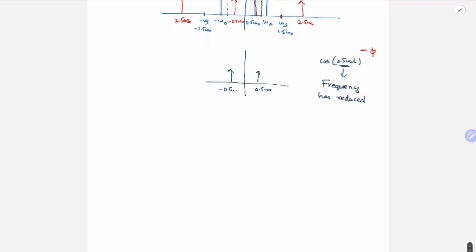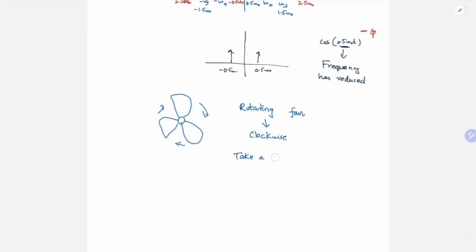So to see a real life example, if you have a rotating fan, rotating clockwise. Now you take a video. Let's say it is rotating at a certain frequency omega m. Now if you take a video, in video you have frames per second. So if you restrict it such that it will capture at every instance of this frame. If you have 30 frames per second it will take 30 frames, which means there is one picture taken every 1/30 seconds.